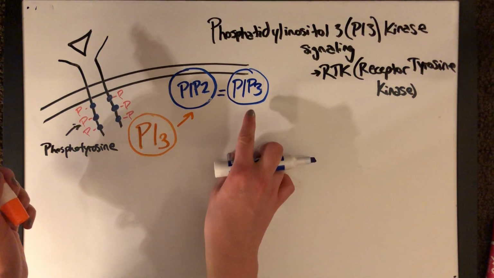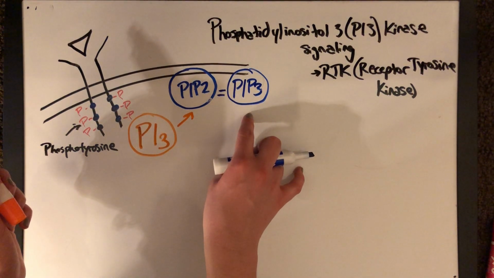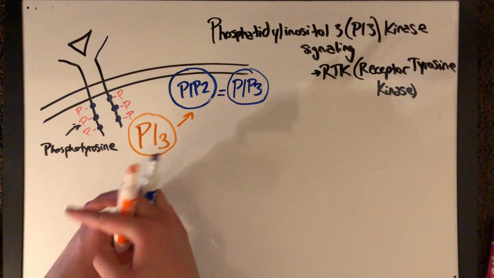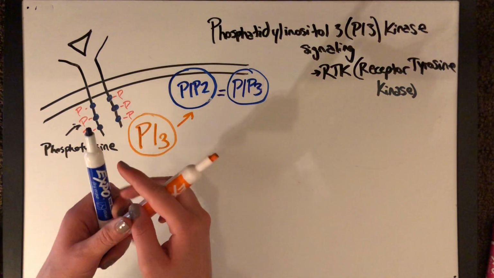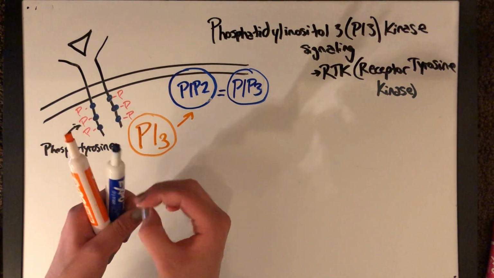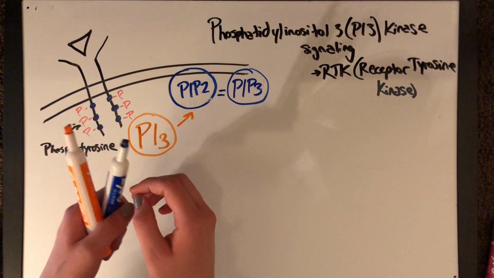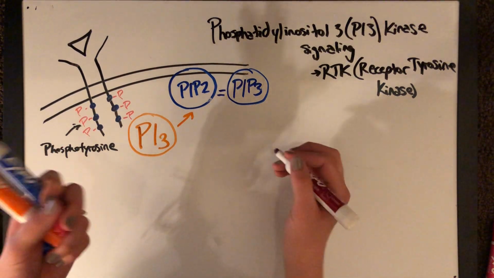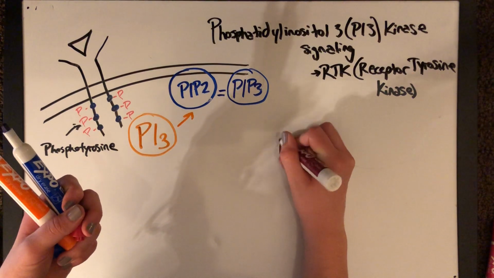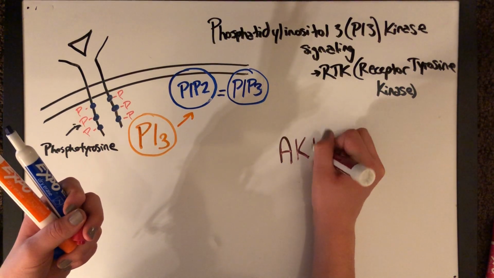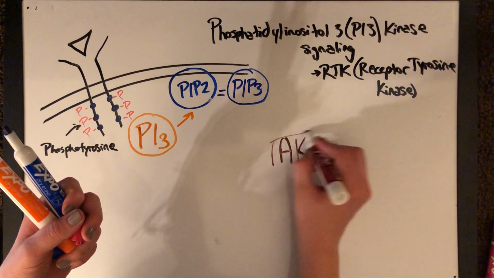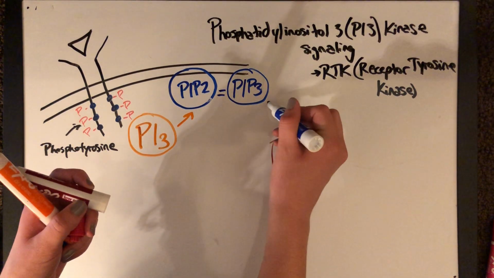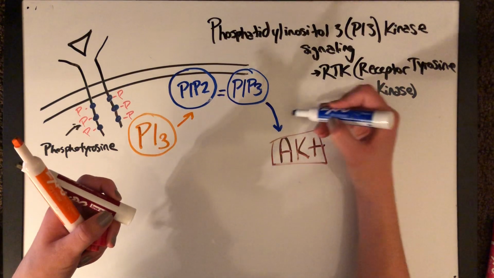So that turns into PIP3, and that is going to go and is going to activate protein kinase B, which is also called AKT. What color should I use? We'll use this one. So we've got AKT over here. So PIP3 is going to come and activate AKT.